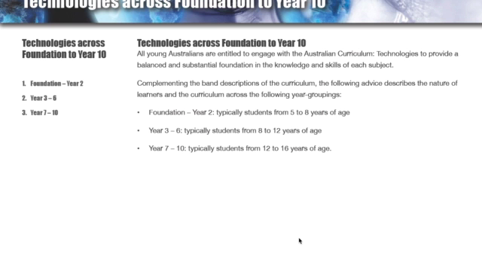Okay, so across Foundation to Year 10, generally Foundation to Year 2 is 5 to 8, Years 3 to 6, students from 8 to 12 years of age, and then Years 7 to 10, 12 to 16 years of age.